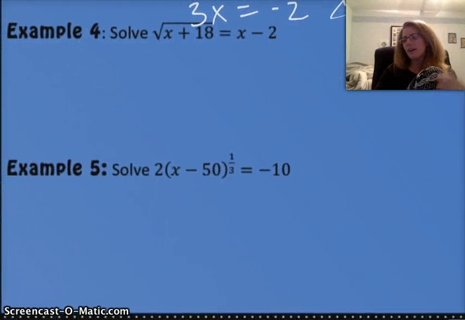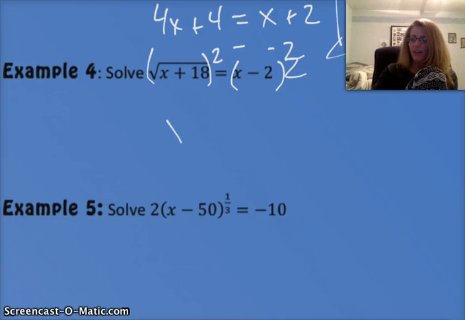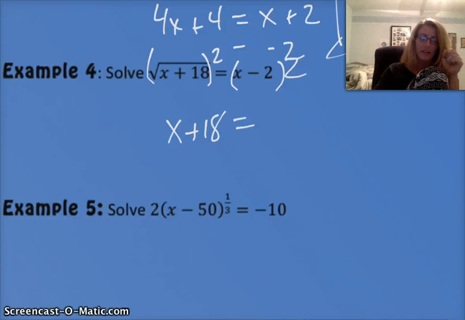Example 4, we have the square root of x plus 18 equals x minus 2. This one, again, the radical is already isolated. Except, in this one we have to do a little more work, right? Because if I square both sides, I have x plus 18 equals x minus 2 squared, not x squared minus 4. Do not do that.